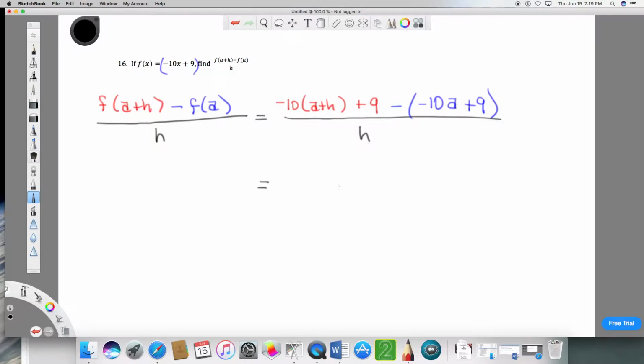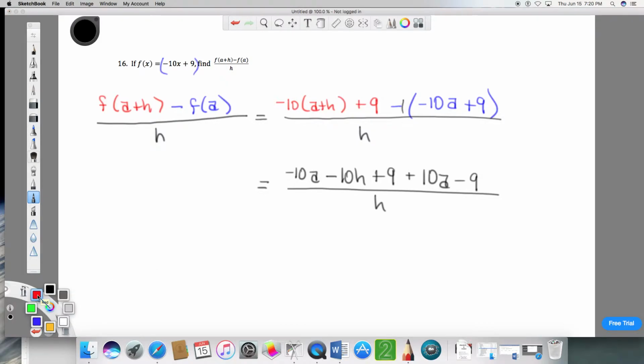All right, so now we just want to do the arithmetic in the numerator, combine like terms, and reduce this fraction. So here let's use the distributive property. We have negative 10a minus 10h. Then we have our plus 9, and we're subtracting both of these terms. And if we think of this as a negative 1, multiplication distributes over addition. So we change the sign in both of those terms. And this is being divided by h.